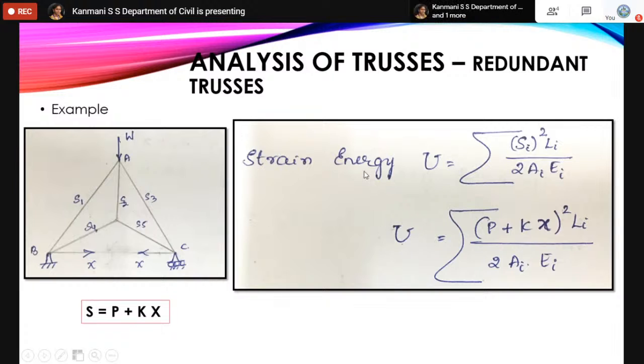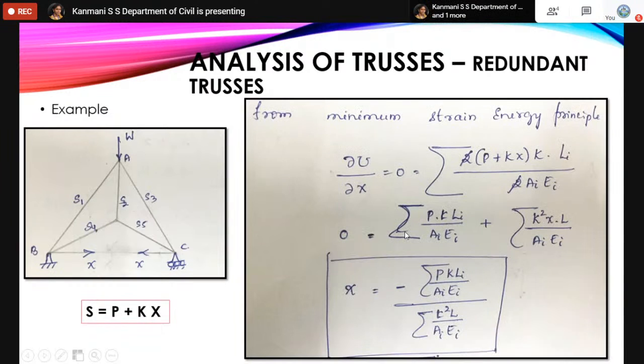Afterwards, to analyze this redundant truss, I have to apply the minimum strain energy principle, which tells that dou U by dou X equals 0. If I differentiate this U with respect to X, I will arrive at this formula. But I want X. To find X, I will take X outside, send this to this side, and the remaining terms to the denominator, and I'll get this final answer. This is the value to find the parameter X, for the final redundant truss.